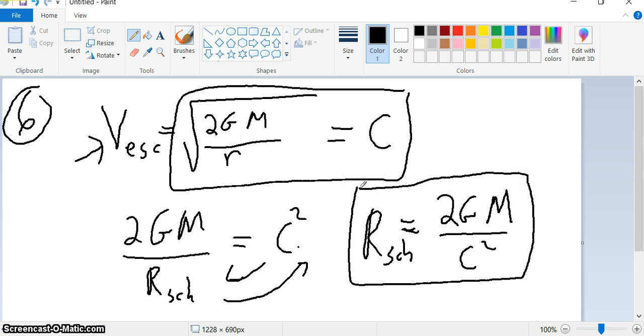So basically it tells you the size something is going to be for it to be a black hole. R is the distance from the center. The center of a black hole, by the way, is called the singularity, and the edge here, right where the escape speed becomes the speed of light, that's called the event horizon. So that part right here is the event horizon.